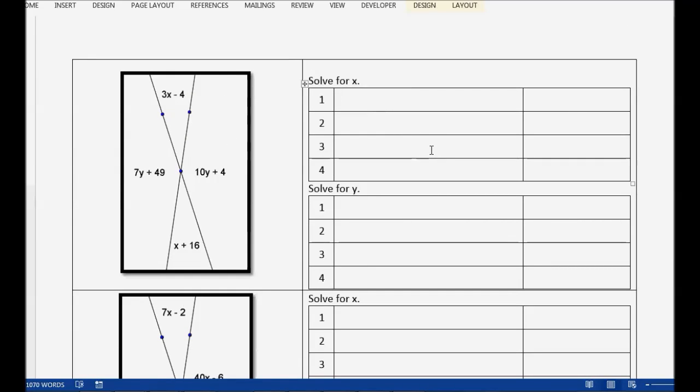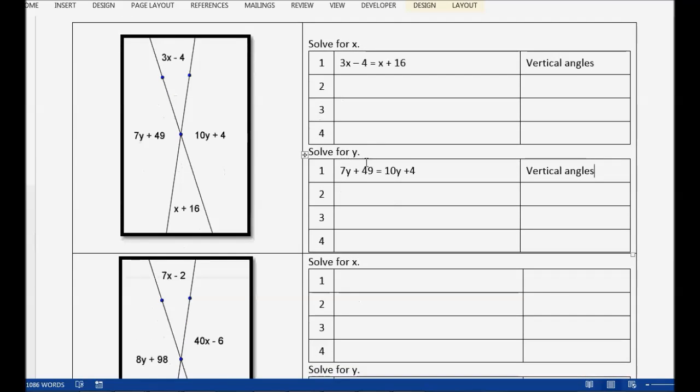This top equation is going to be 3x minus 4 equals x plus 16 because we have vertical angles. The y equation would be 7y plus 49 equals 10y plus 4, again because of vertical angles. I'm going to trust that you can solve these three-step equations from here.